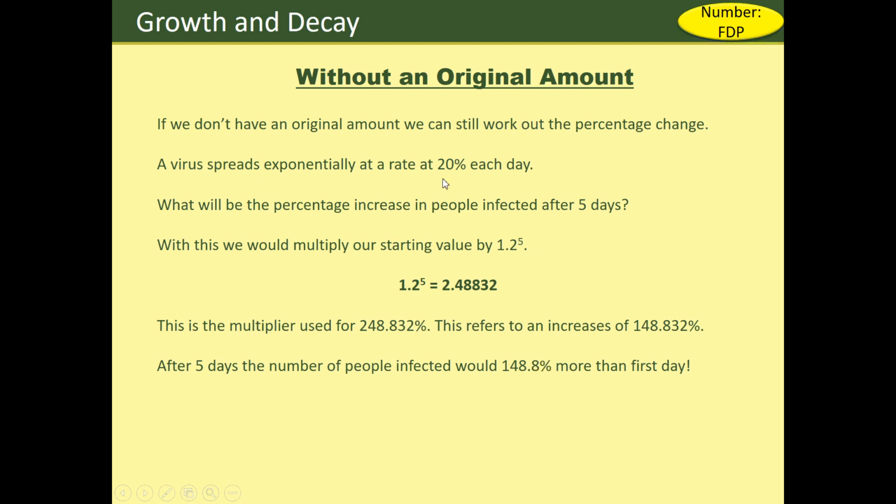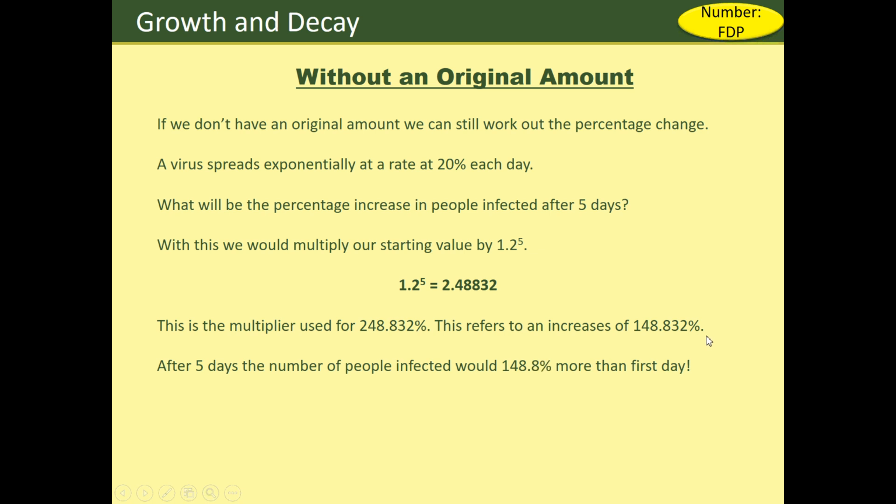So it's spreading exponentially, so even though we're multiplying it, each day we'd multiply it by 1.2. If we're doing that 5 times, it would be 1.2 times 1.2 times 1.2 times 1.2, which we can just write as 1.2 to the power of 5. So essentially, for our increases, we're multiplying it by 2.48832. And we know then that's the multiplier that's used for 248.832%.